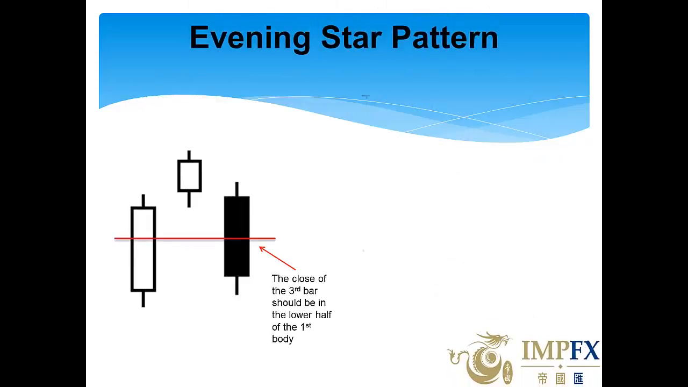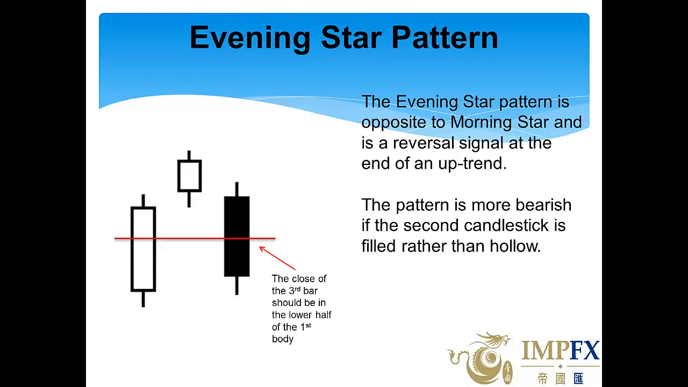The Evening Star. The evening star pattern is opposite to the morning star and is a reversal signal at the end of an uptrend. The pattern is more bearish if the second candle is filled rather than hollow. So as you can see here, we've got a bull trend, then we've got the evening star on the top, and then we have the market falling, and when it falls halfway down that whole candle body, it gives you an indication that the market's breaking down.